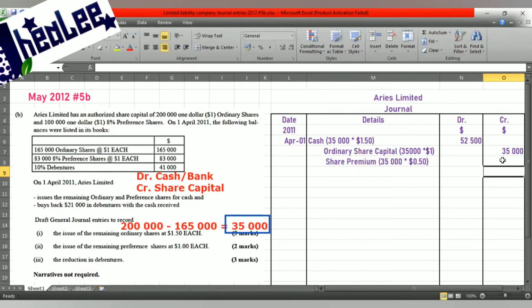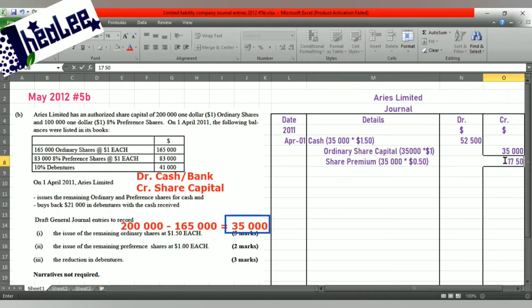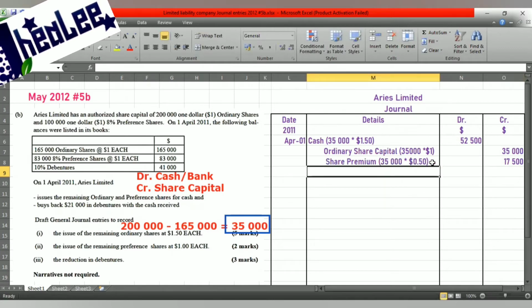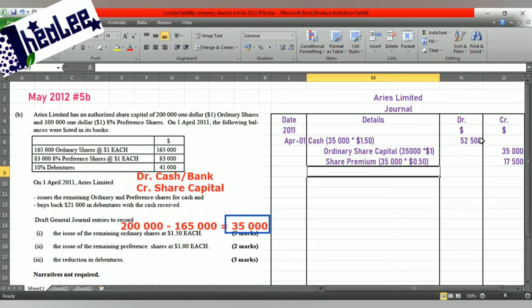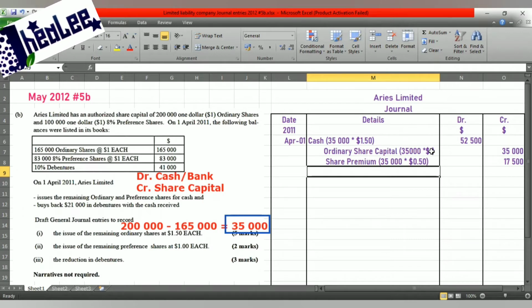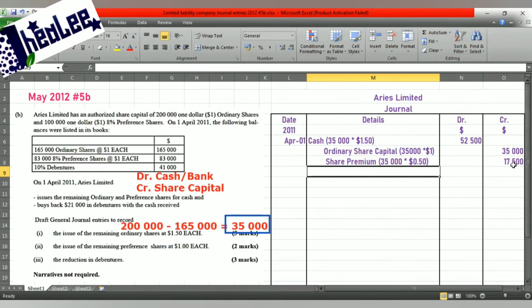And the value is 17,500. Now, there's another way in which you could have calculated your share premium. The fact that we received 52,500 for the ordinary shares that were sold above par, and we have calculated our ordinary share capital at the face value, which is the nominal value, that is what you record as your share capital. The difference between the 52,500 and the 35,000 would give you 17,500.